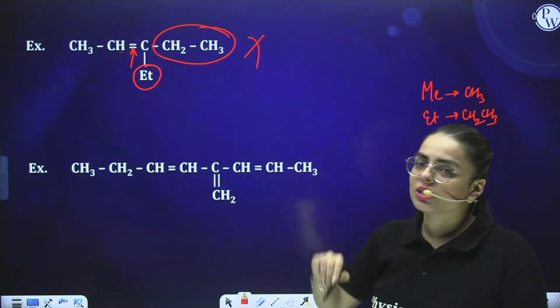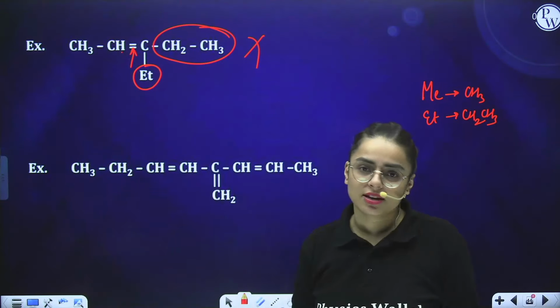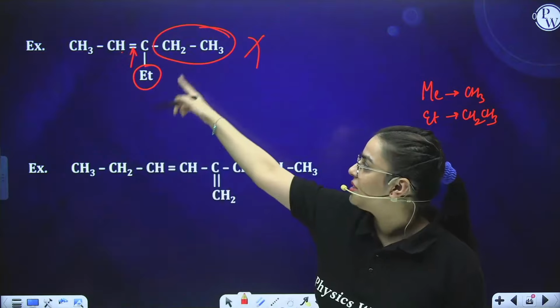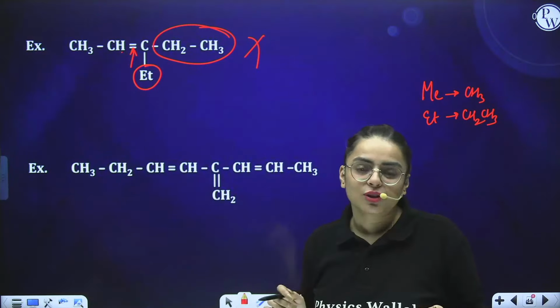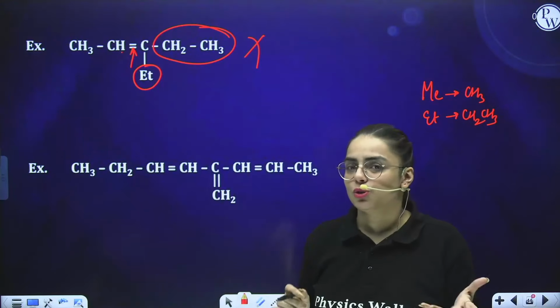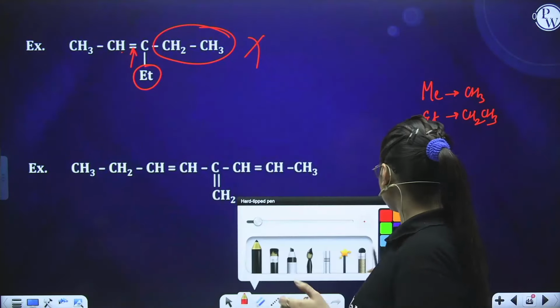So there is no geometrical isomerism. Hence there is no stereogenic center over here. So the examiner makes you confused over here, right? So observe very carefully while you are solving any of the questions. Now comes the next question here.